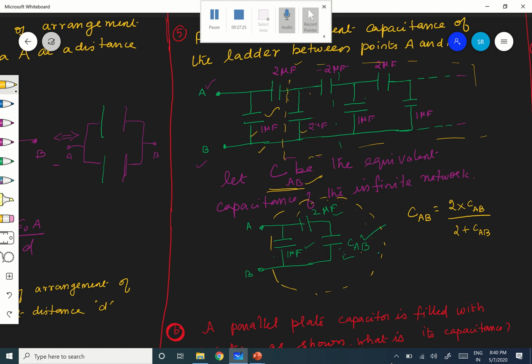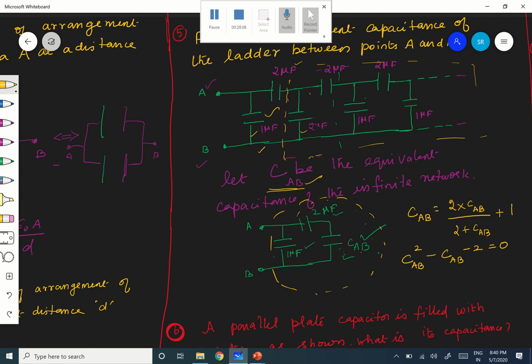Now, that put together is parallel to 1 microfarad, therefore plus 1. Parallel, okay? Hope you are following. Tell me if you are, now you have to solve. When you are solving, cross multiply and take the LCM, then you will get an equation: CAB the whole squared minus CAB minus 2 equal to 0.